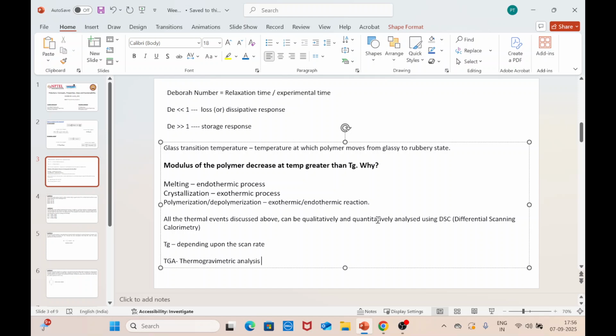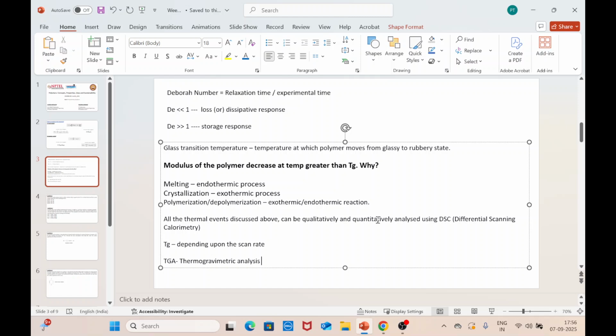So this is the TGA. Here we measure the weight of the sample as a function of temperature or time. The major reason for doing the TGA is to check the thermal stability of the sample, or you can say that we are trying to analyze the way a particular material degrades. The degradation pattern in the material can be analyzed using the thermogravimetric analysis technique, or TGA.